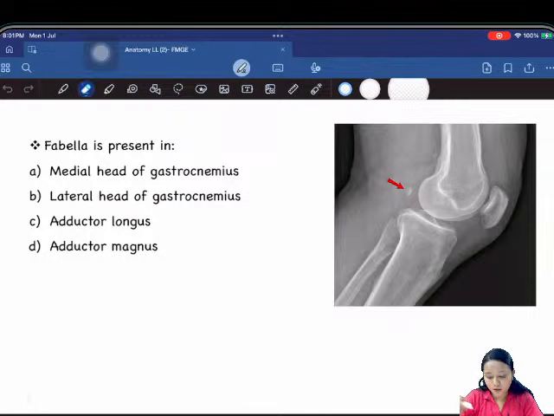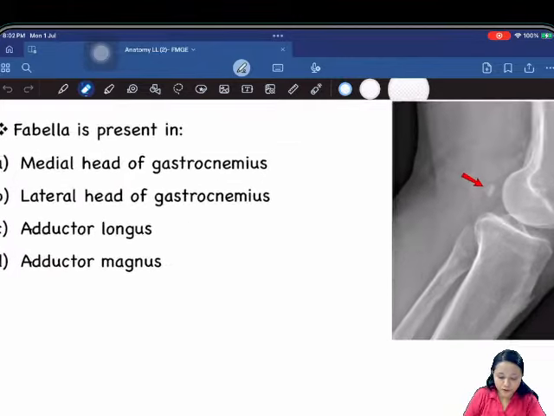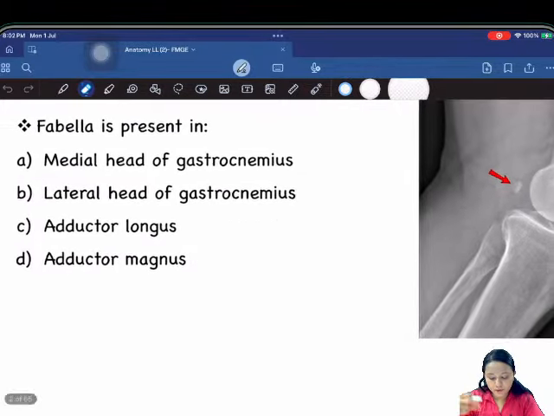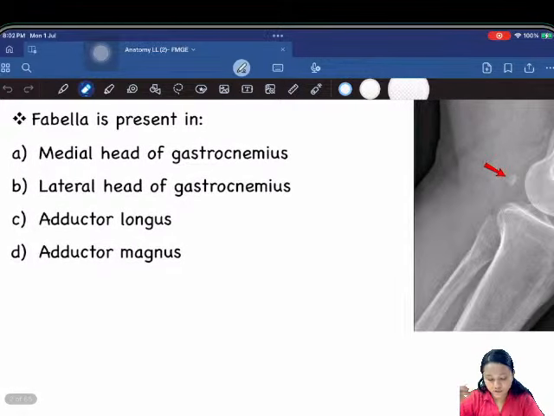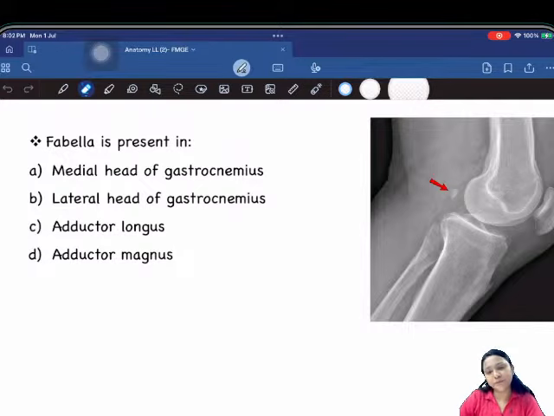So this is a very famous question recently asked in the FMGE exam: the fabella is present in. You have seen an X-ray here, and they have marked a structure. That is a fabella, a type of sesamoid bone found in a tendon. Among which muscle's tendon is this fabella found? The options are the medial head of gastrocnemius, the lateral head of gastrocnemius, the adductor longus and the adductor magnus. Before attempting this question, let us study a little bit about the popliteal fossa.